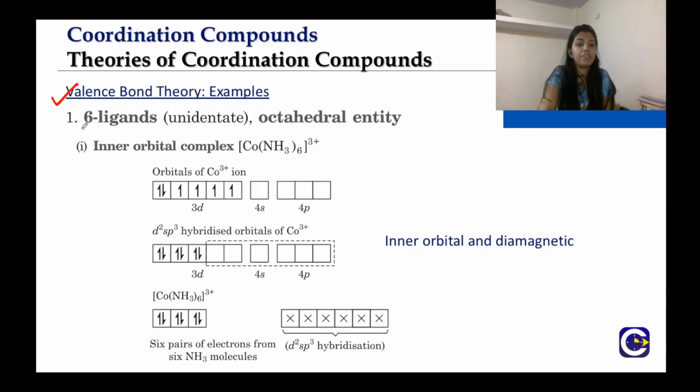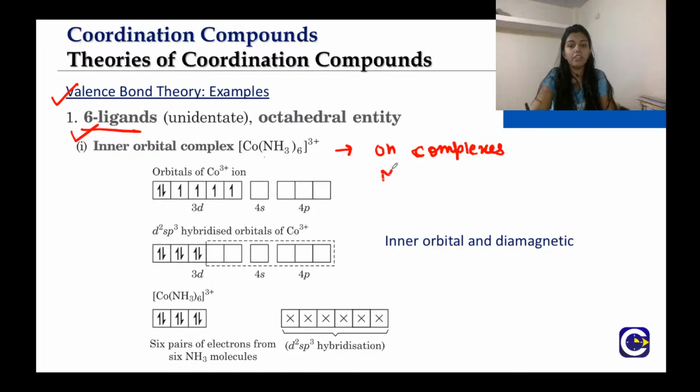See, first we will do with 6 ligands. That means the coordination number will be 6, if there are unidentate ligands, that means monodentate ligands. So the first complex that we will be doing is cobalt 3 plus NH3 6. Write down that in octahedral complexes, for ammonia, if the metal atom has 3 plus oxidation state, then ammonia will behave as a strong field ligand.